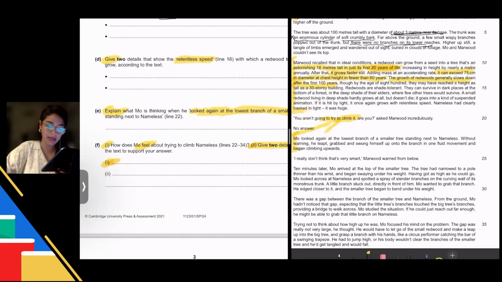So we need to keep in mind that we are trying to imply what he could possibly be feeling when he's going through this entire process of trying to climb the tree.